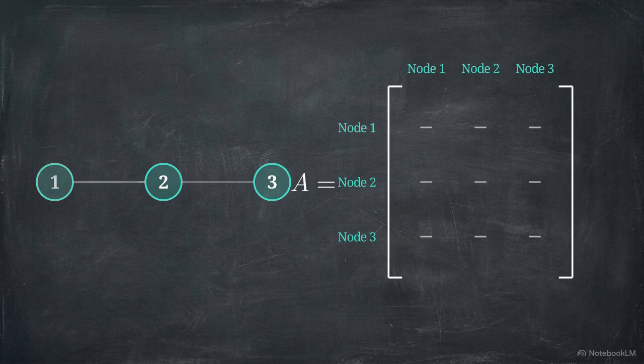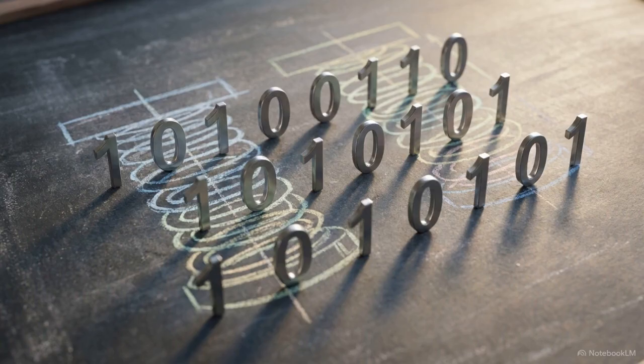Node 1 only connects to node 2, so its row in the matrix gets a 1 in the second column and zeros elsewhere. Node 3 also has only one neighbor, node 2, so its row reflects that single connection. The central node, node 2, connects to both node 1 and node 3. Its row in the center of the matrix gets two ones. Without measuring a single physical distance, the adjacency matrix has digitized the physical springs into a purely binary array.